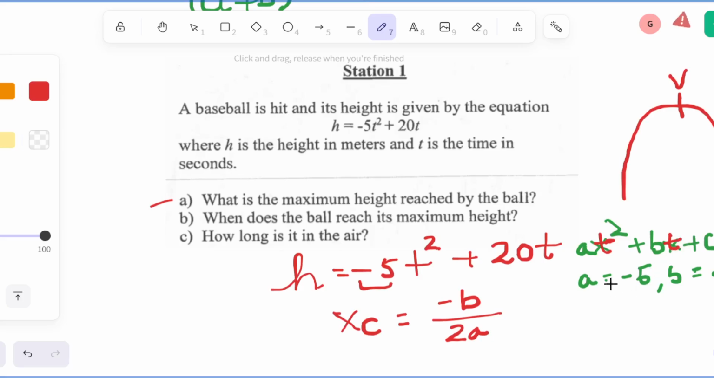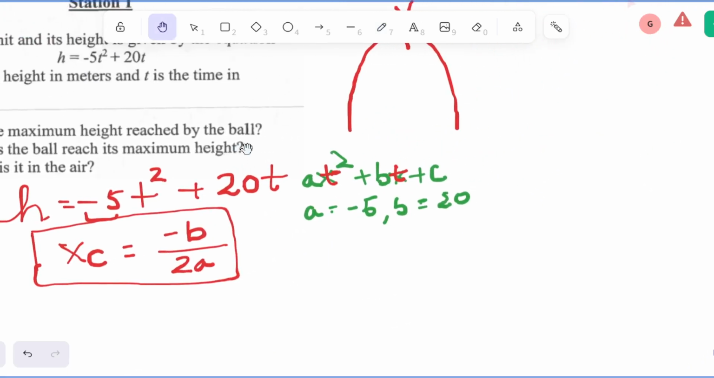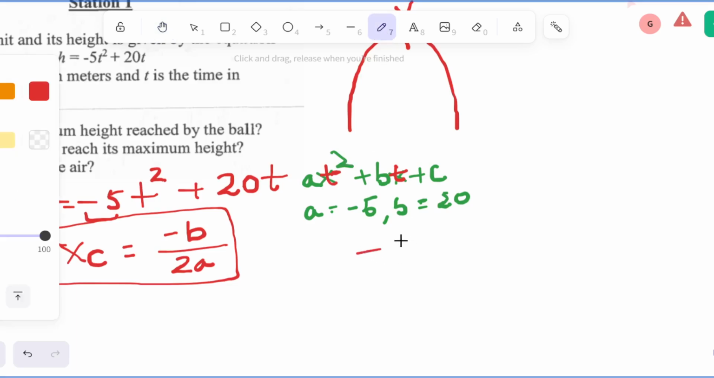Now, if you compare, it's very simple. A will be minus 5 and b will be 20. Now you can put this. You have to learn this formula, Nathan. The x coordinate of the vertex is minus b upon 2a. So minus b upon 2a means it will be minus of 20, right? Divided by 2a. 2a means 2 times minus 5, right? Because your a is minus 5.